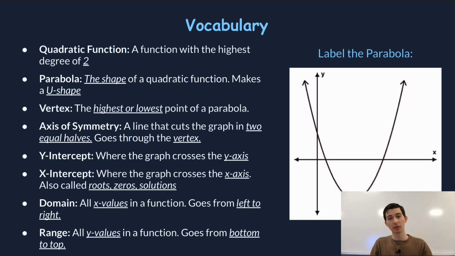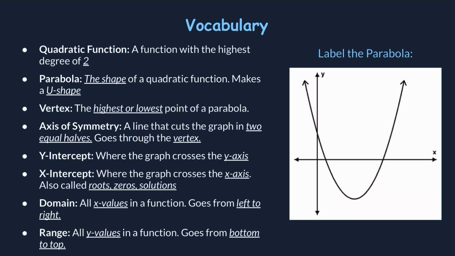So then there's a couple important things to know about parabolas. First is the vertex. The vertex is always the highest or the lowest point of the function. So in this case, it would look something like this. We can see this is clearly the lowest point of the function. We wouldn't have a highest point because these arrows continue forever. So that would make this the vertex.